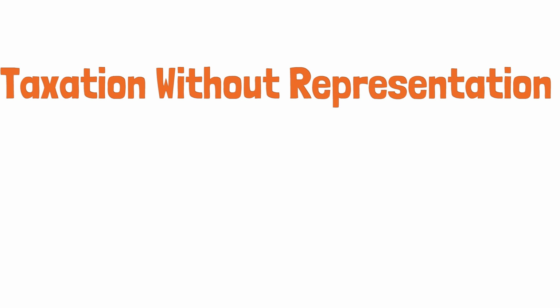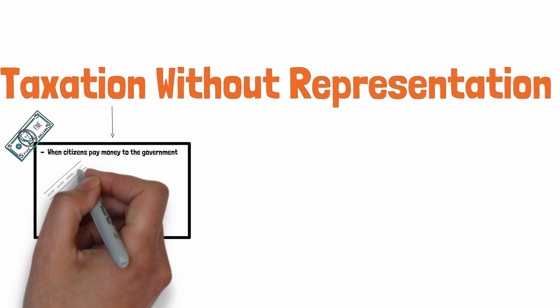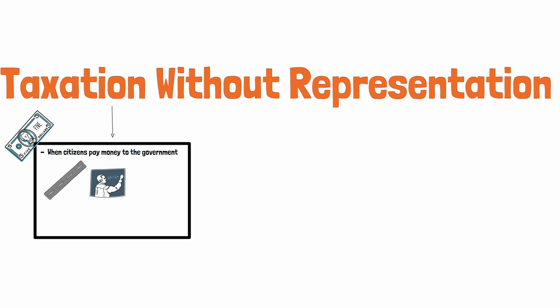Okay, now let's talk about taxation without representation. First, we need to understand what taxation means, and then we need to understand what representation means. Taxation is money that is paid by the citizens to the government for public services. The government uses the tax money to pay for things like roads, schools, and the military. Here's an example. When you go to the store and buy a bag of chips that cost $1, you actually pay $1.06. The 6 cents is the tax that goes to the government.